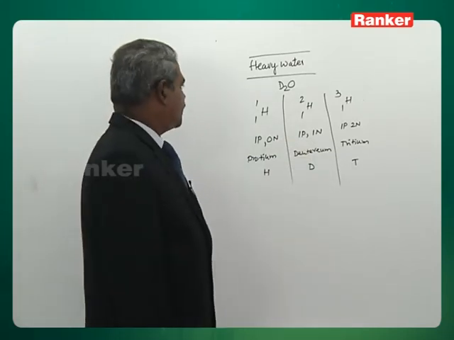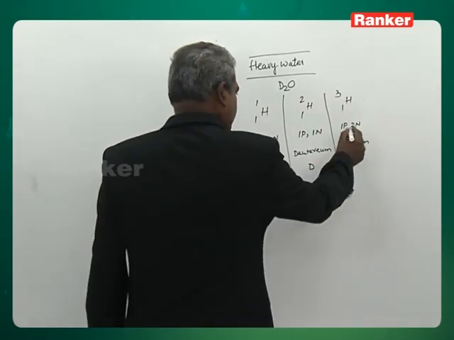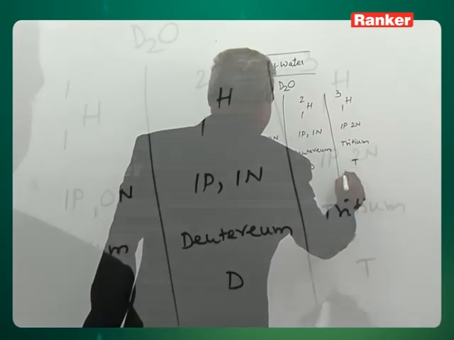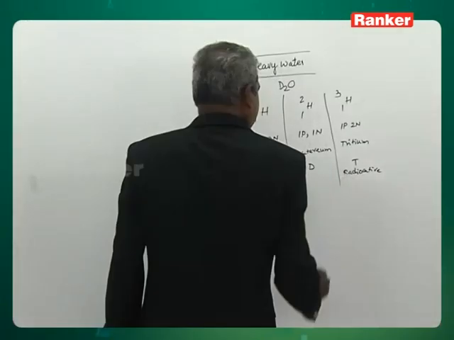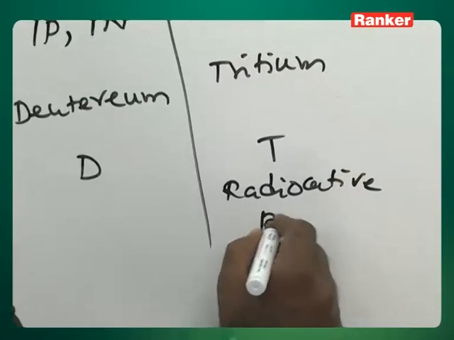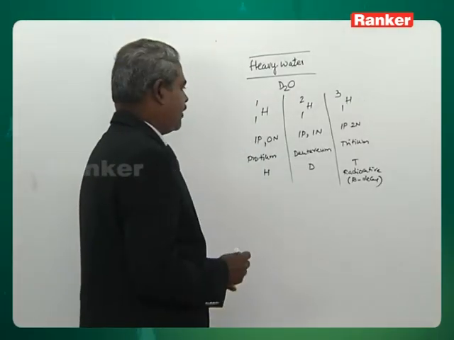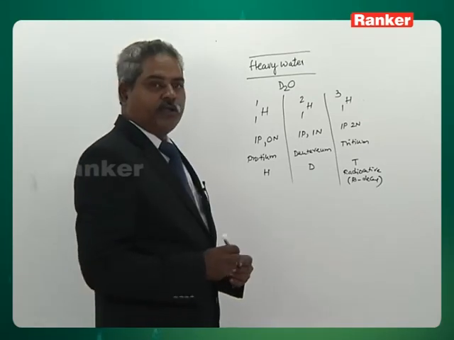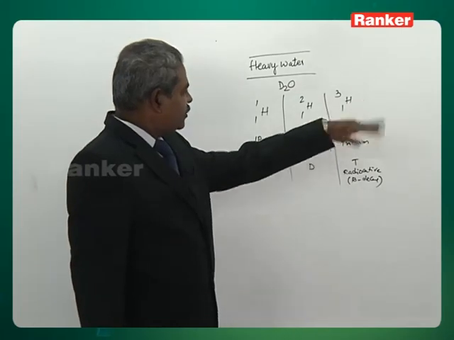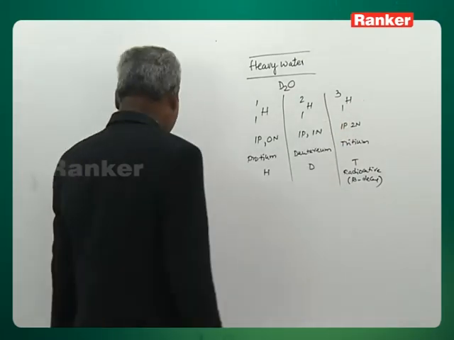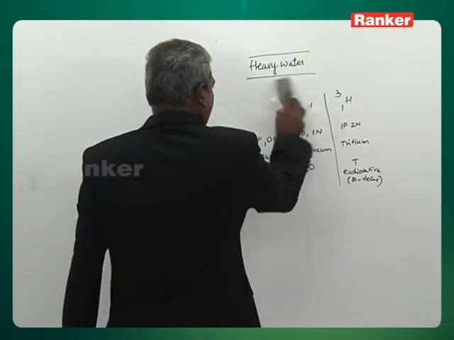The water that is made of deuterium and tritium, because it has too many neutrons, is radioactive. It decays by beta decay. One of the neutrons is converted to a proton and an electron is sent out, beta minus decay. So, heavy water, D2O.